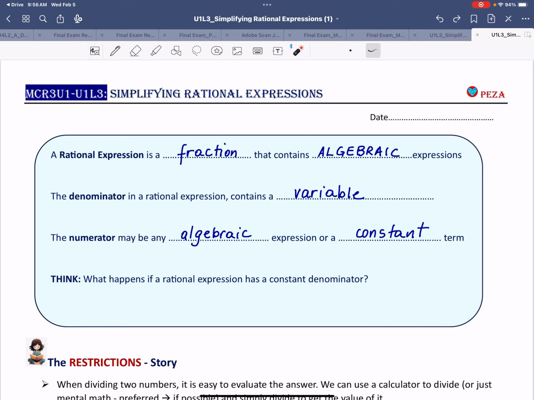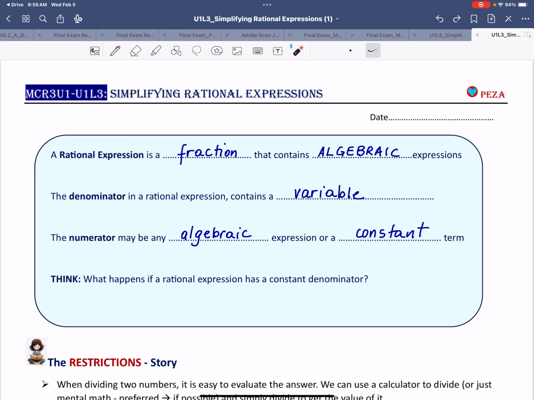So as you can see, the denominator has to contain a variable, so it has to have an algebraic expression, whereas the numerator can be either an algebraic expression or a constant term. So the denominator is not allowed, in other words, to have just a constant term. So you might be wondering, why not?